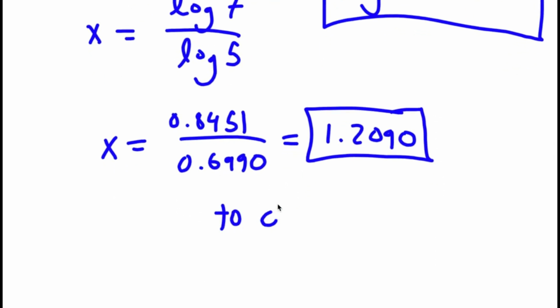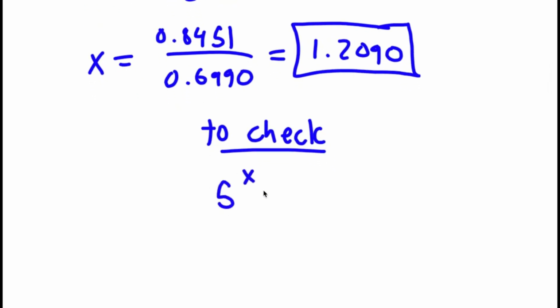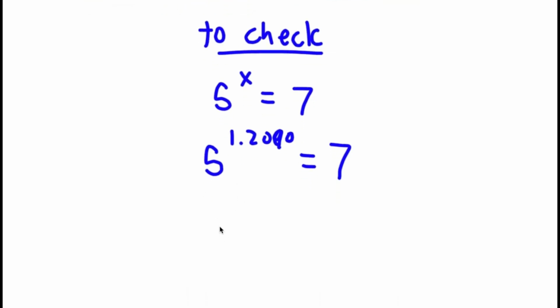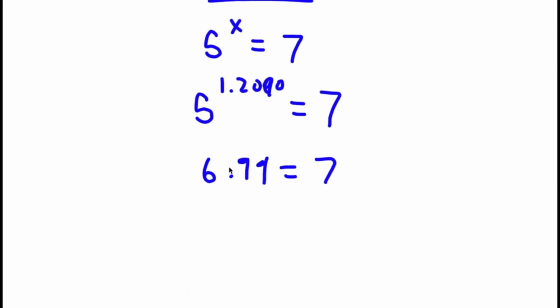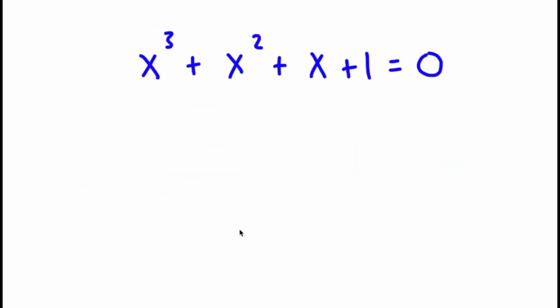So now to check, first start with 5 to the power of x equals 7. I know that x equals 1.2090, so I have 5 to the power of 1.2090 is equal to 7. Now, 5 to the power of 1.2090 is approximately 6.99, so I have 6.99 equals 7. And 6.99 rounds up to 7, so I have 7 equals 7. And because this is right, my solution is right.